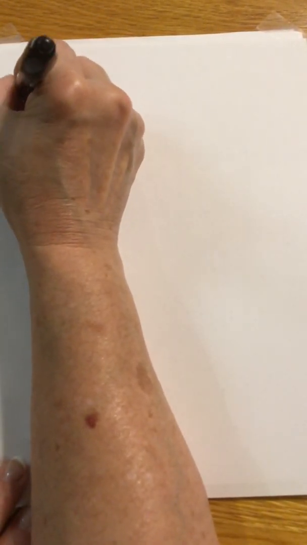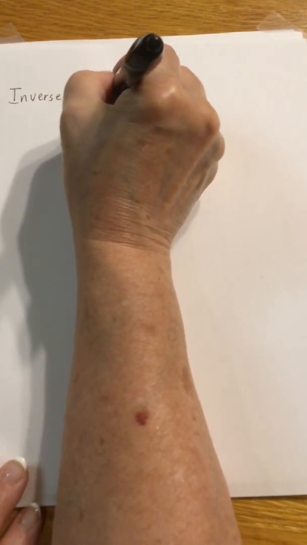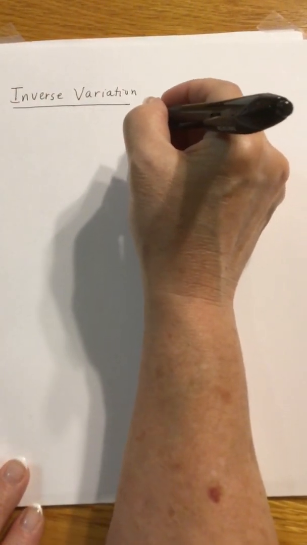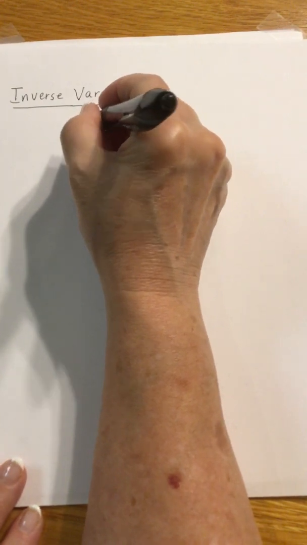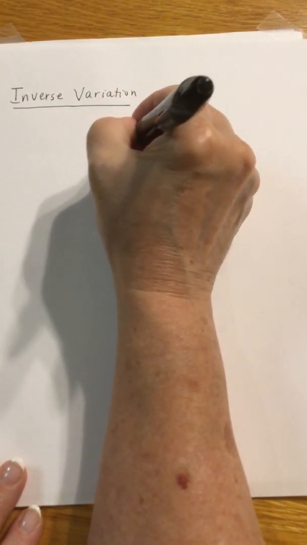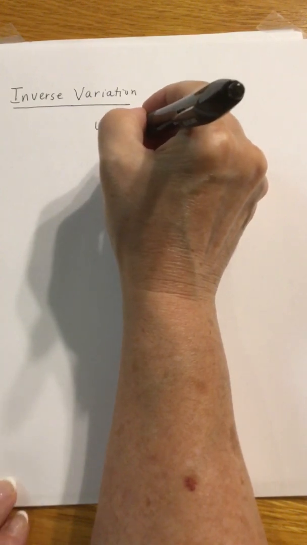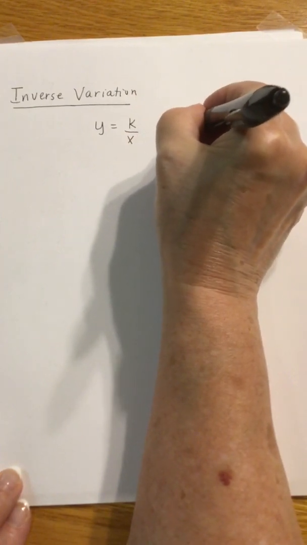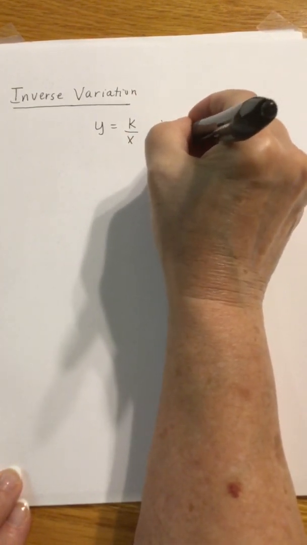The second kind of variation that we're going to talk about is called inverse variation. So inverse variation is the second one. So inverse variation is of the form y equals k divided by x. So the first one was multiplied by x, the second one is divided by x. And we're going to say this could be written as inversely proportional.